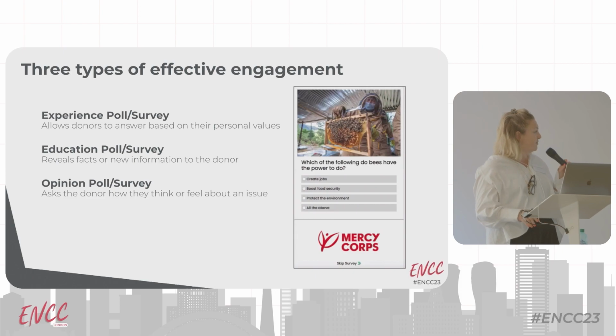Just looking at the kind of effective engagement that we're running on Care2 Cultivate, these would be poll surveys, education poll surveys, or opinion poll surveys.